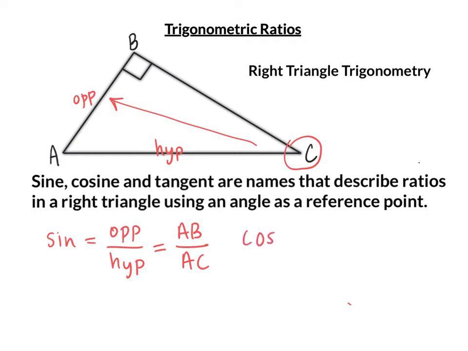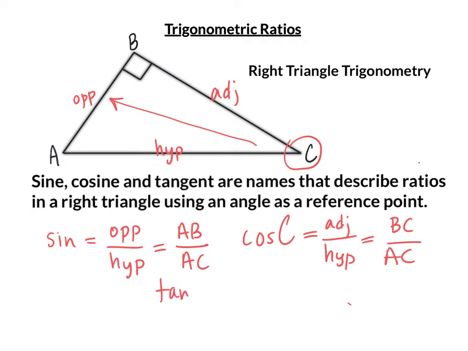The cosine of angle C would equal the adjacent over the hypotenuse. And the adjacent is right here. That would be BC over AC. And the tangent of angle C is opposite over adjacent. Opposite over adjacent would be AB over BC.